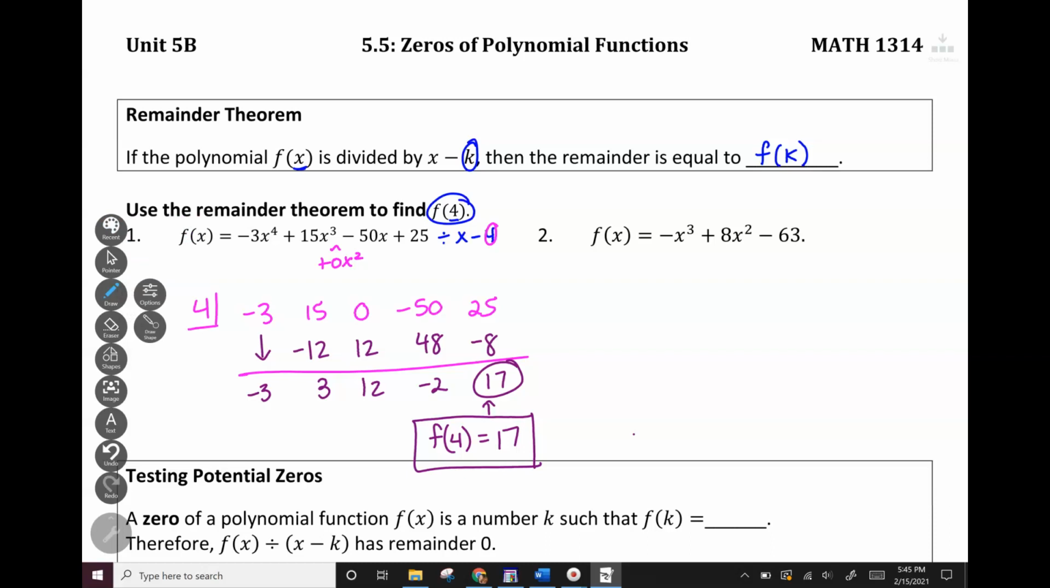All right, let's try that again. So again, we are finding f of 4, so we're seeing what this would be if I divided by x minus 4. So put the 4 in the box. We're going to have to insert a 0x here. That's a missing term. 3, 2, no x. So we've got to insert that 0x. So -1, 8, 0, -63.